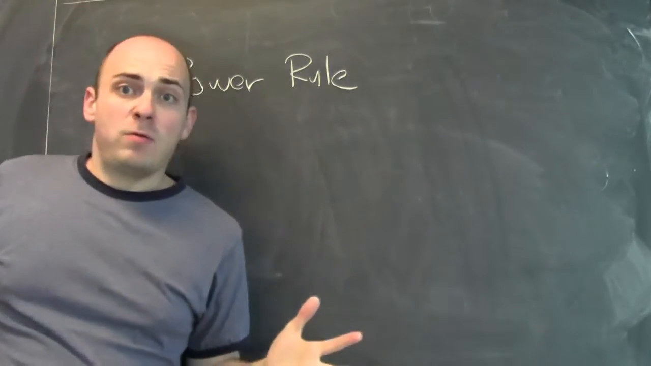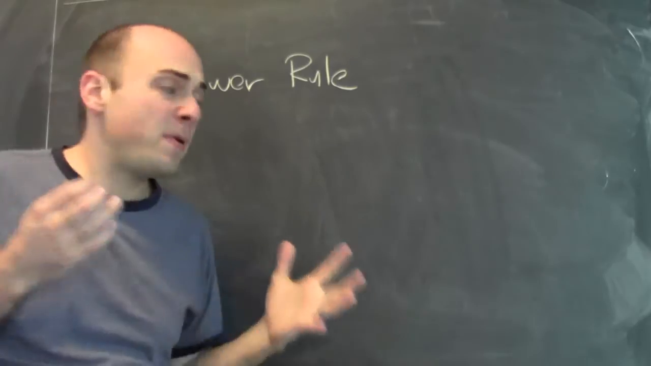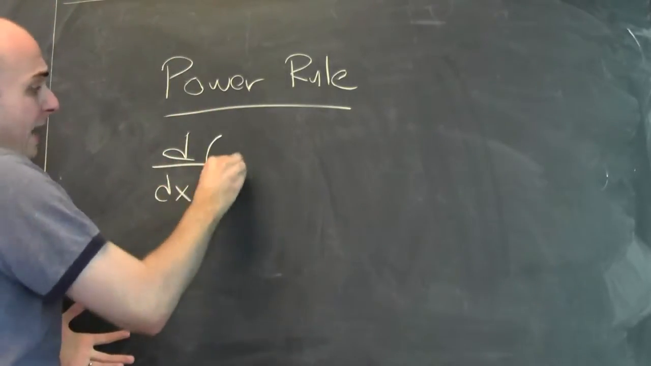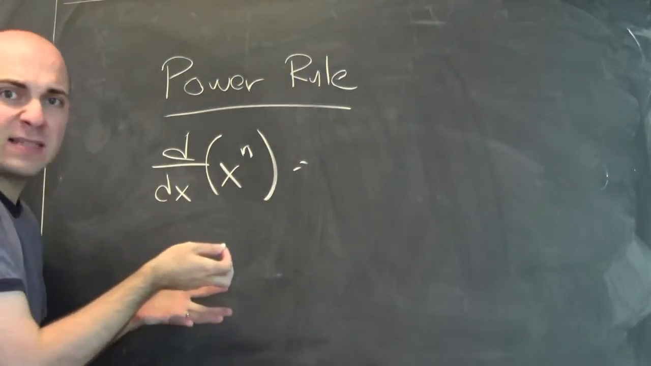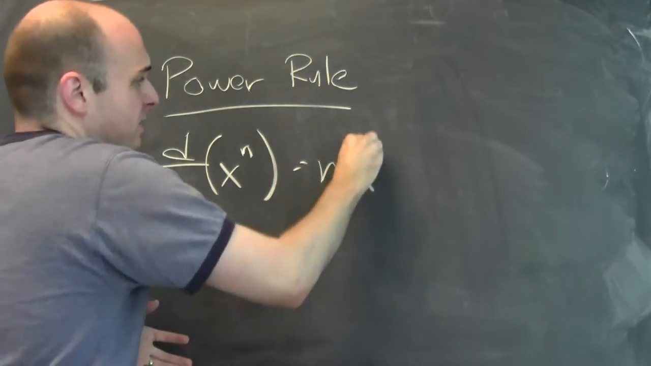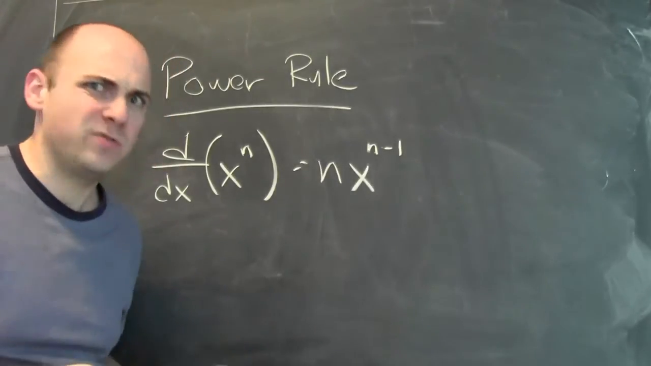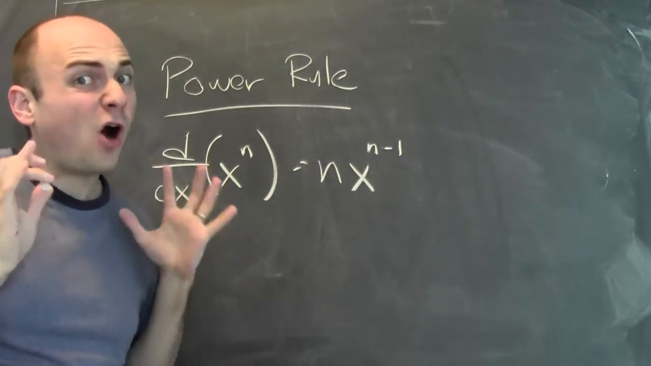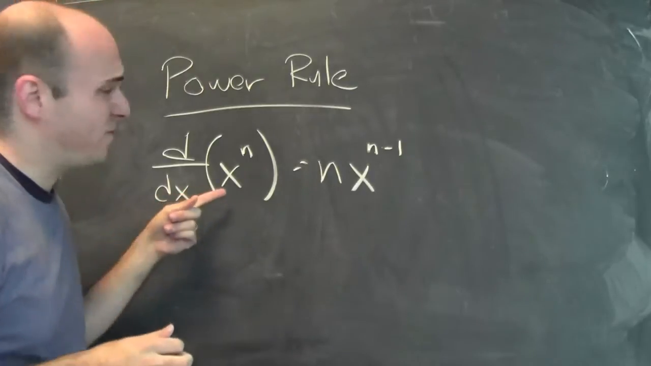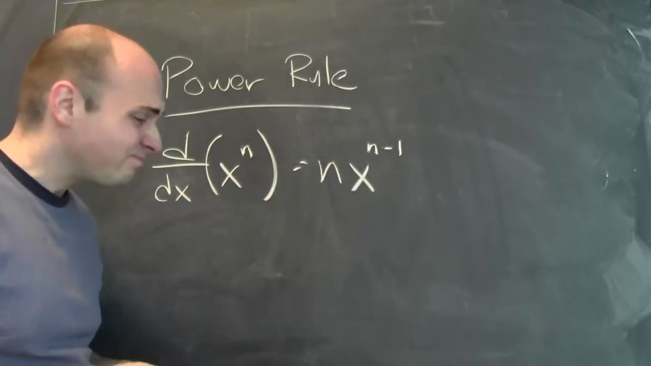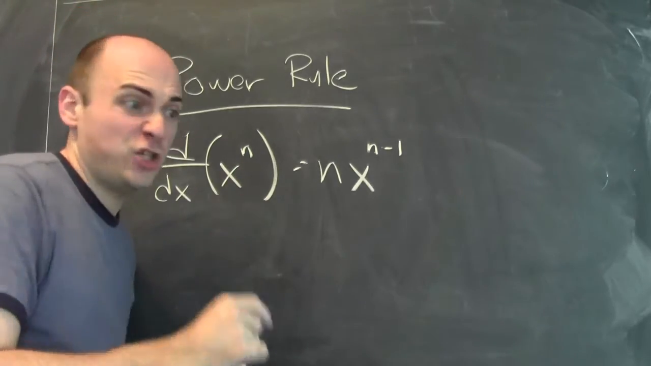You know about the power rule, right? The power rule tells you how to differentiate x to the n. The derivative of x to the n is n times x to the n minus 1. But why, right? Why is that the derivative of x to the n? So I'm going to give an argument now as to why the derivative of x to the n is n times x to the n minus 1. And to do this, we're going to need the definition of derivative.